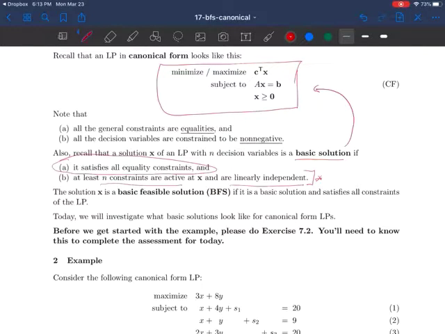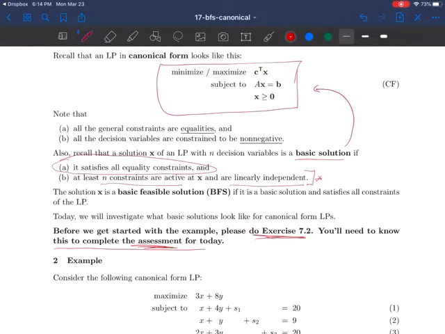So before we start, this video is going to end in just a second. What I'd like you to do is go back, do exercise 7.2. You're going to need it for the assessment anyway, so it's going to help you for that. And really pay attention to how verifying a solution or verifying a set of constraints corresponds to a basic solution, or finding all the basic solutions for a polyhedron. These are all related ideas.